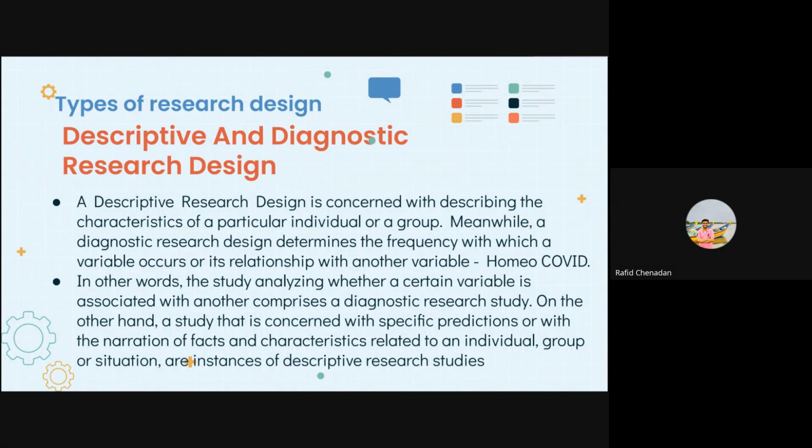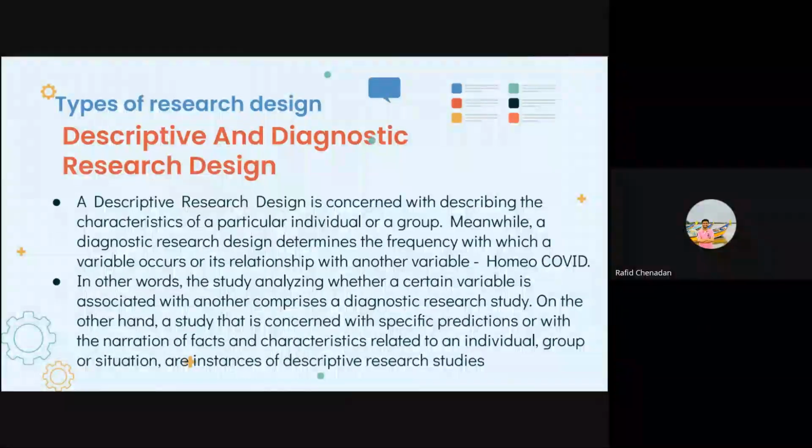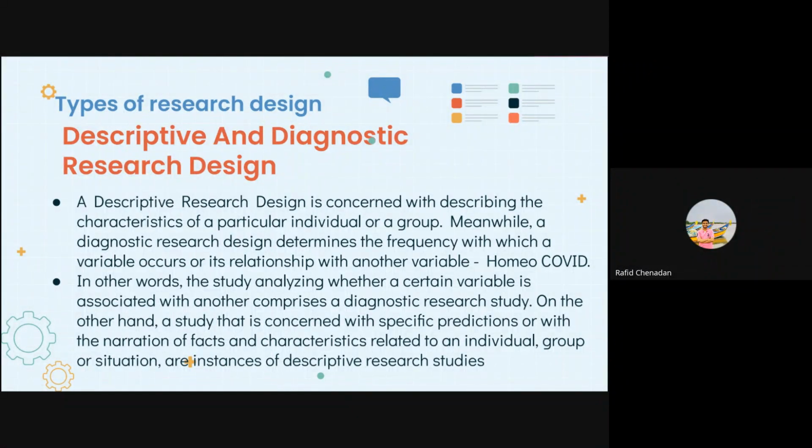So when I say the reel addiction is because of A, B, C, D, then it becomes a diagnostic research, because diagnosis, you might be familiar with the term, right? We diagnose cancer, we diagnose liver dysfunction, or we diagnose whatever. So we are diagnosing something as a result of something. So one is diagnostic, the other one is descriptive.